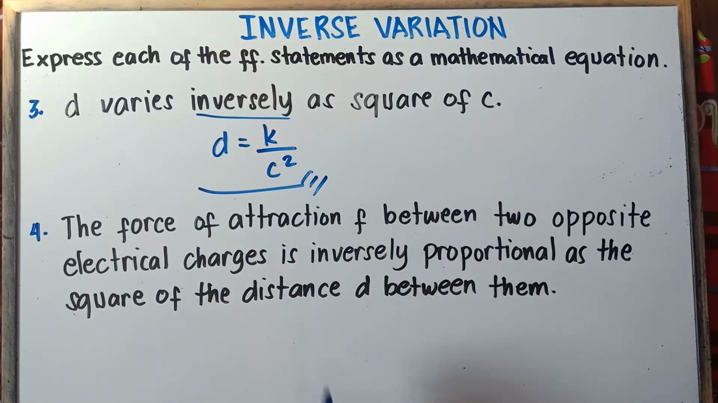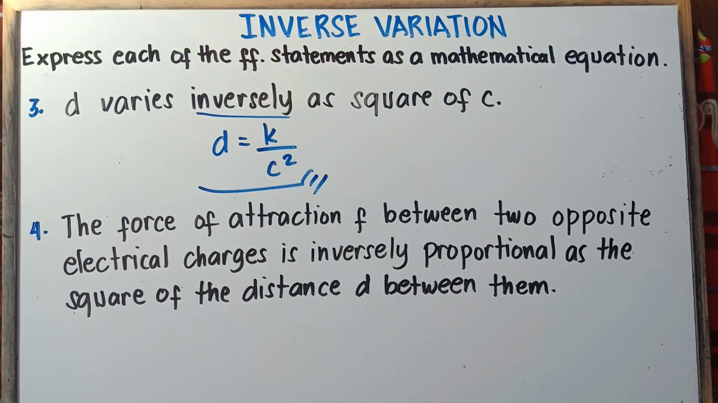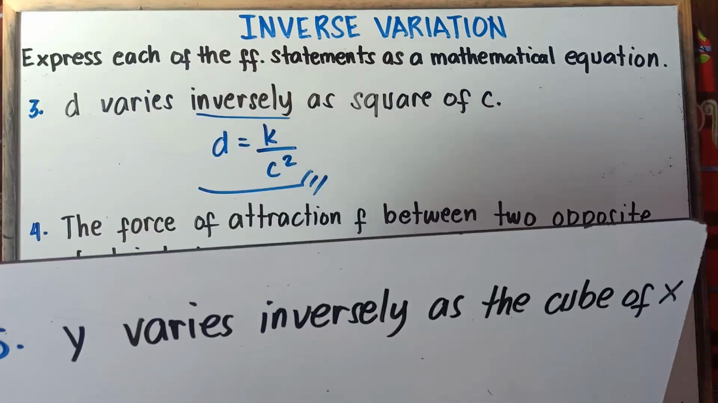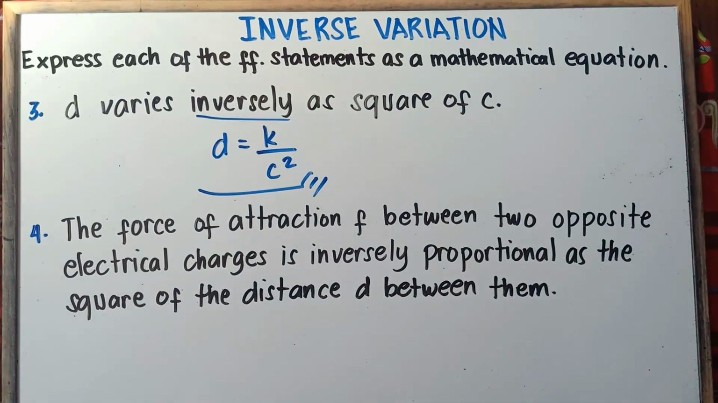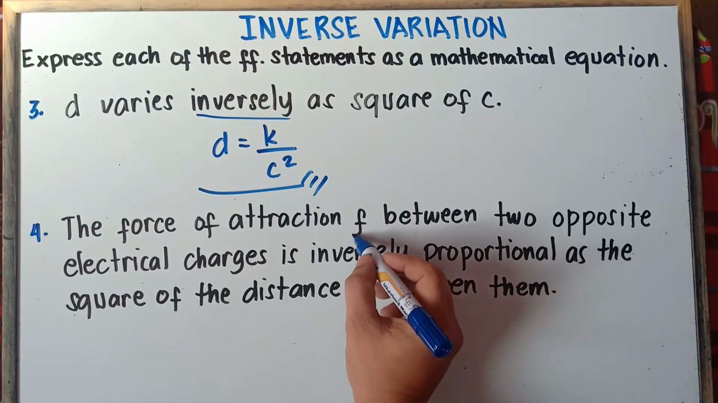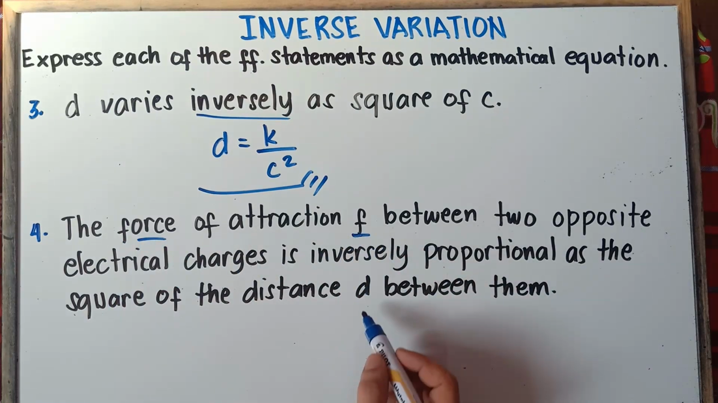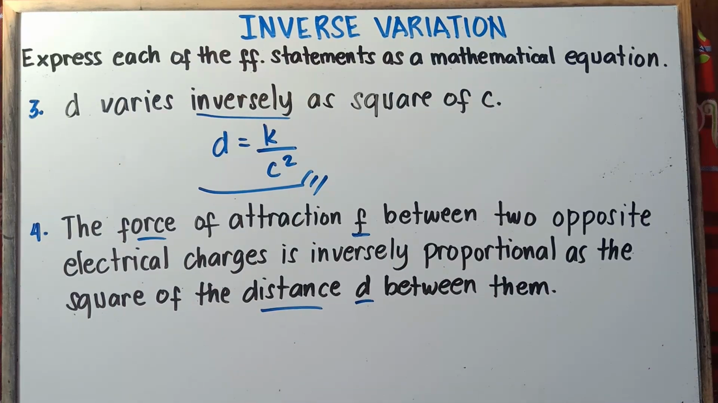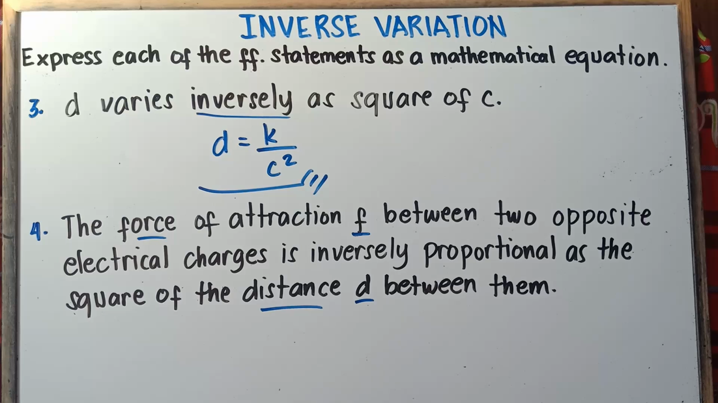Easy as that, class. Alright, you try number 4, and then we will be answering number 5, the last example. Number 4: the force of attraction F between two opposite electrical charges is inversely proportional to the square of the distance D between them. We have F representing the force and D for the distance. You try number 4, class, and put your answer in the comment section down below. Let me check, class, if you really understand our topic.